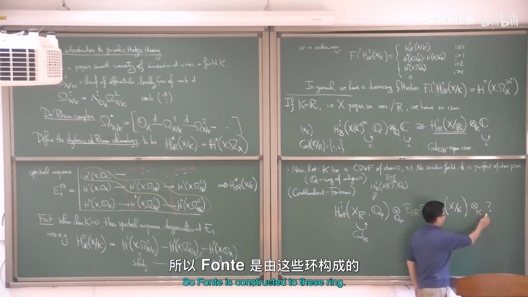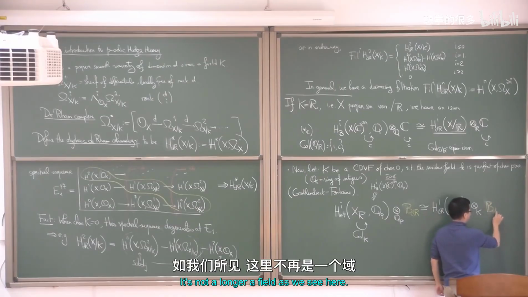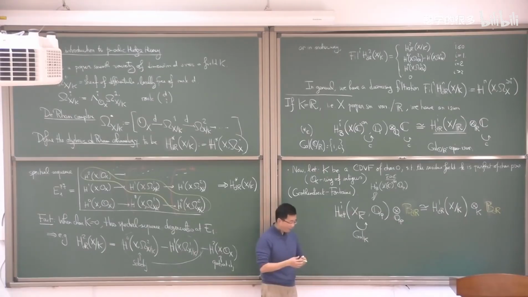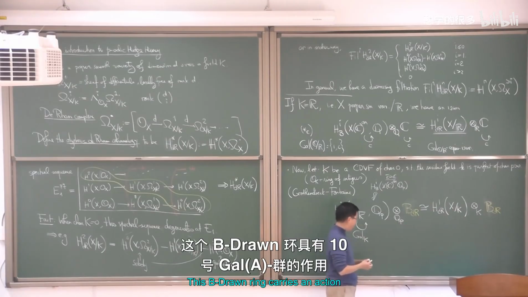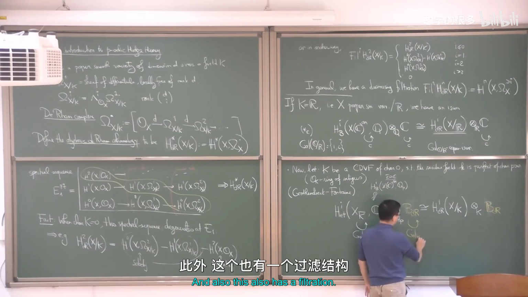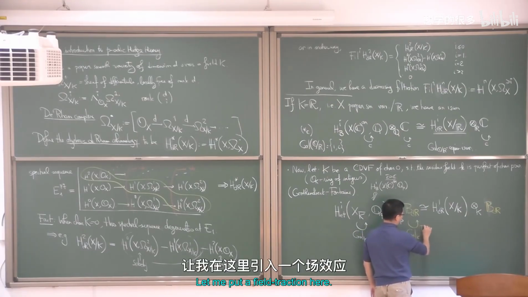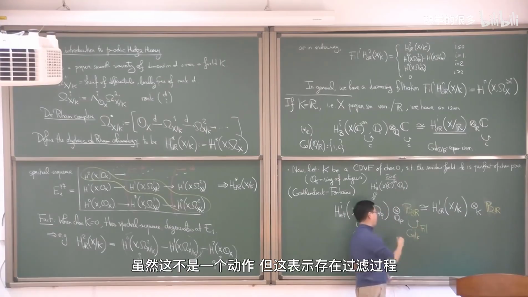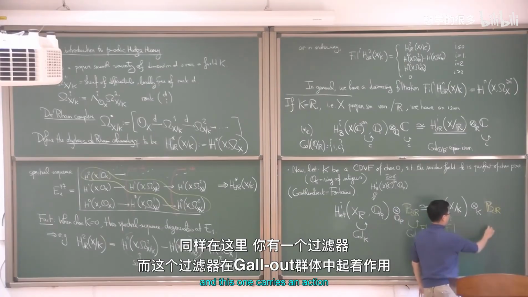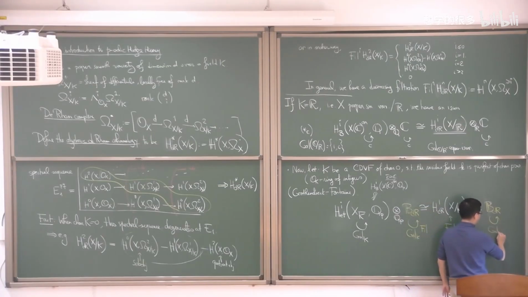So Fontaine constructed the ring. It's no longer a field like the C here. This is a somewhat crazy ring, B_dR. This B_dR ring carries an action of the Galois group of K. And it also has a filtration. Although it's not an action, we're just going to say there's a filtration here. Similarly here, we have a filtration. And this one carries an action of the Galois group, and then there's a filtration.